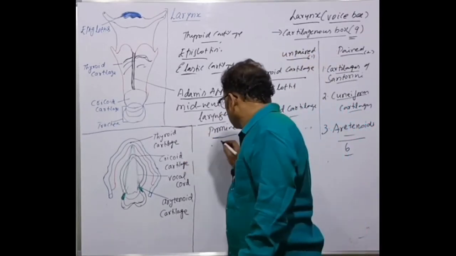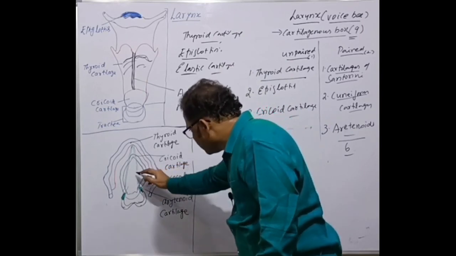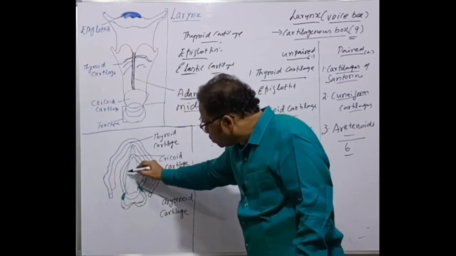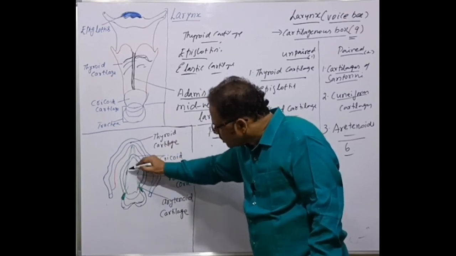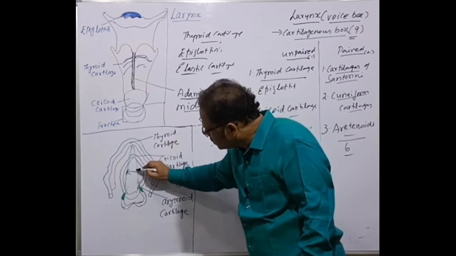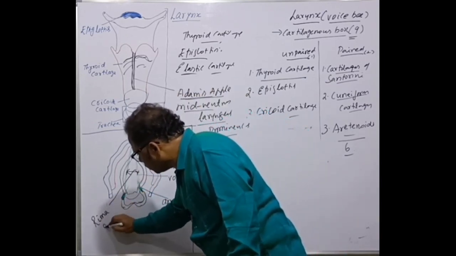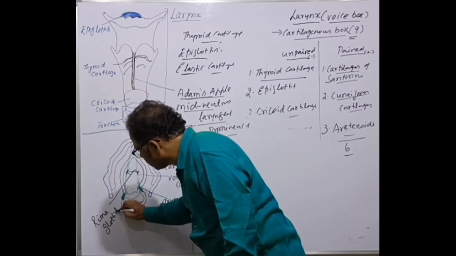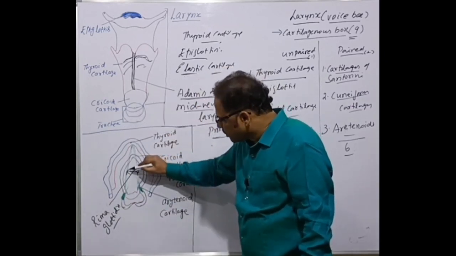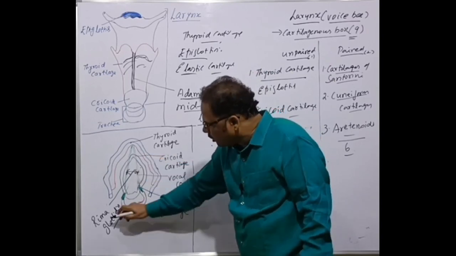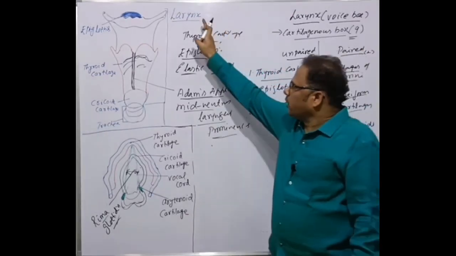Next one is the rima glottidis. The rima glottidis is present between the two vocal cords. I told you that two vocal cords are present here, isn't it? This is one vocal cord, this is another vocal cord. The space between the two vocal cords is called the rima glottidis. Okay, students, this is about the larynx or voice box.